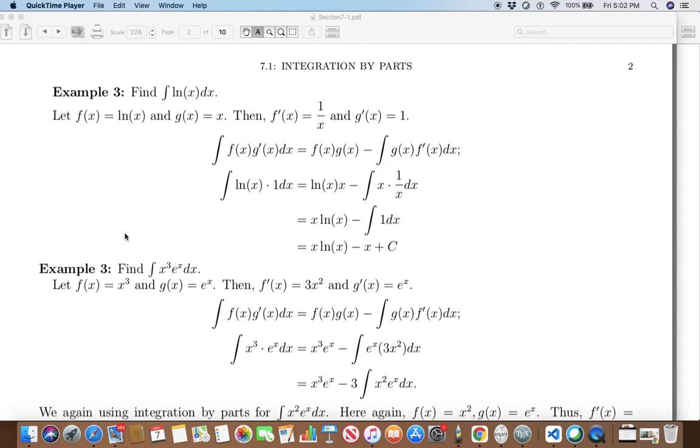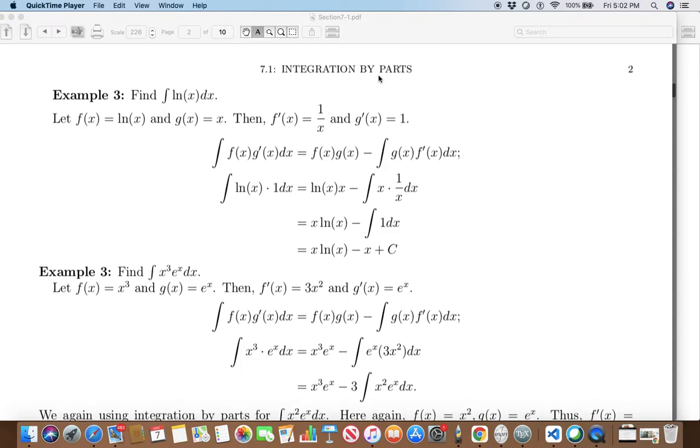Come back. Integration by parts. Example 3. Find the integral of natural log x dx. So notice there is no second factor. Well, the second factor is 1.